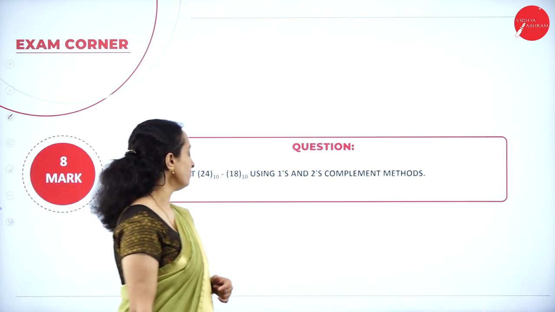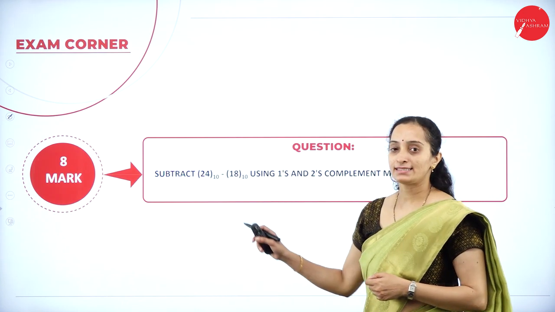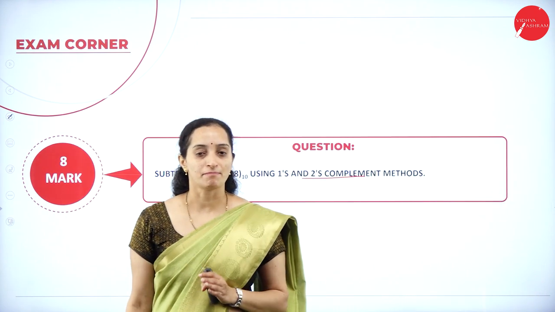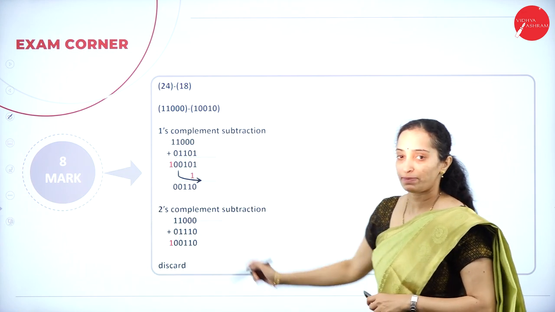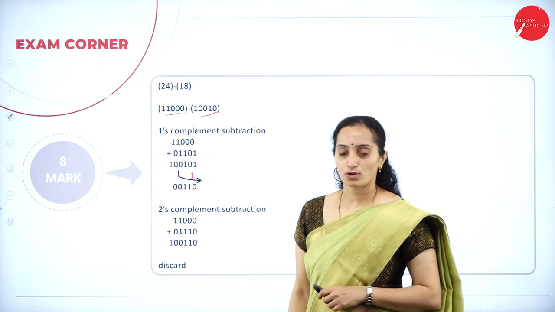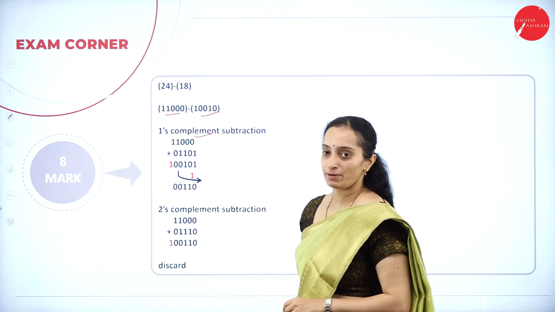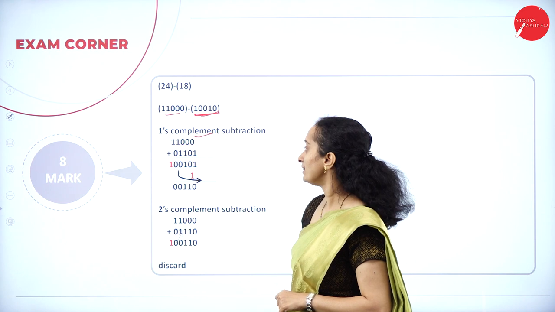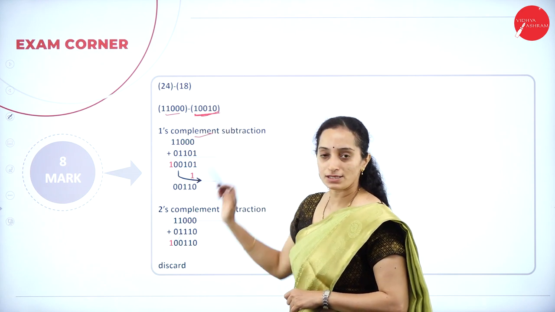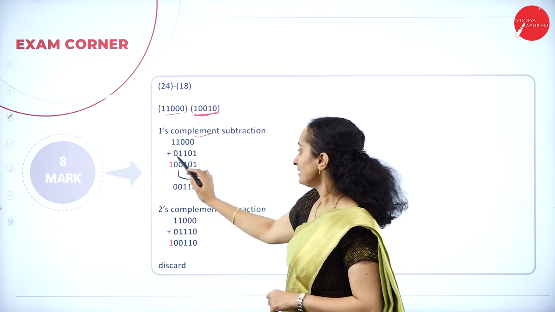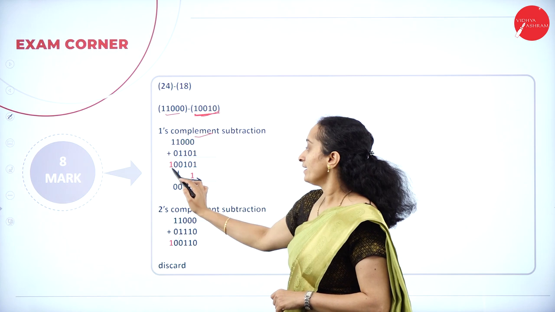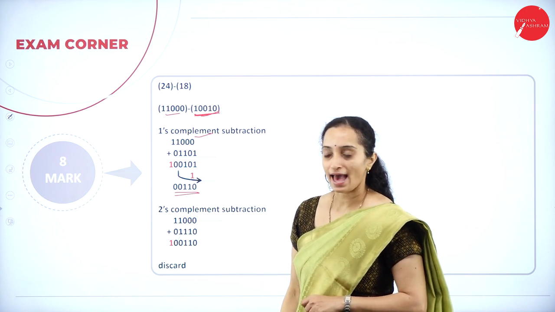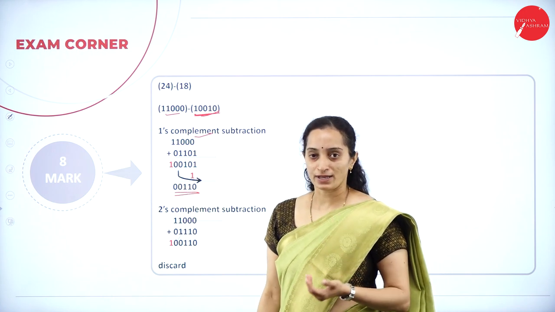Okay. Next we have subtraction of 18 from 24 using the ones and the twos complement method. What is the answer? I have explained the method here. So first convert both numbers into binary. In 1's complement subtraction, find out the ones complement of this. So 0, 1, 1, 0, 1. So you'll add the numbers. When you have a carry, add this carry to this number, you will get the final answer. If you have a carry, add it to the number.